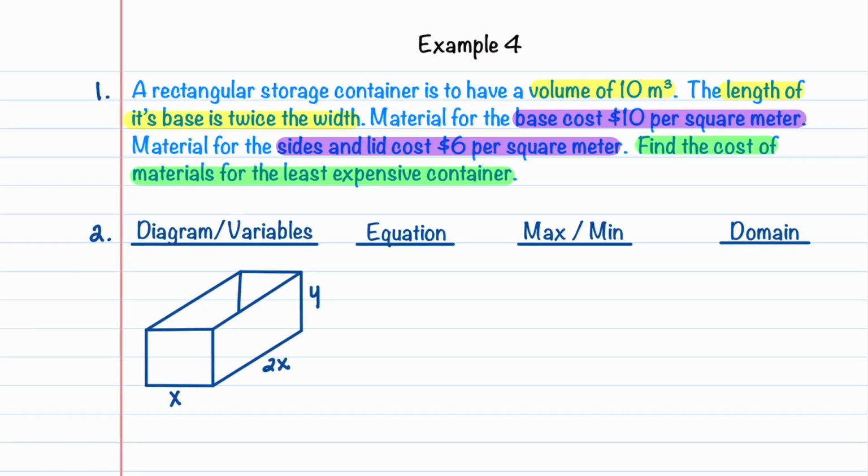Now we need to write down these labels. You always want to label your variables. x is our width. 2x is our length. And then y is our height.